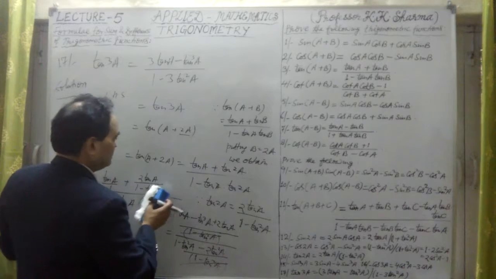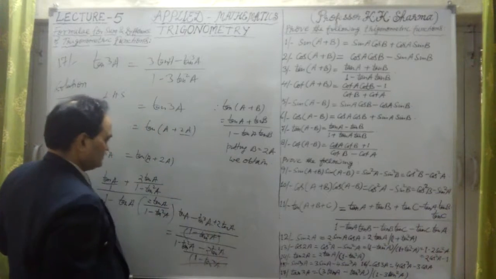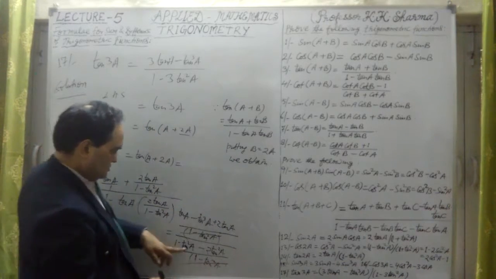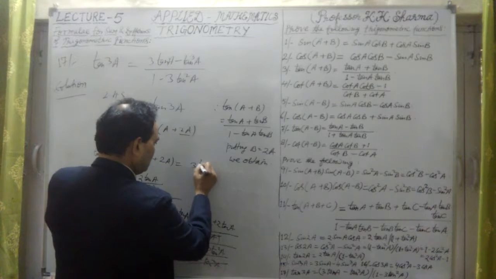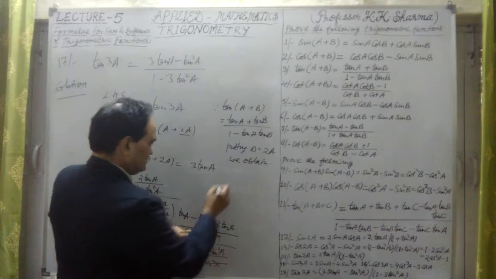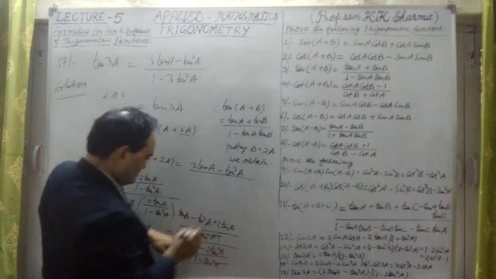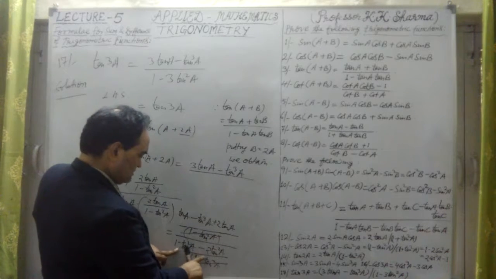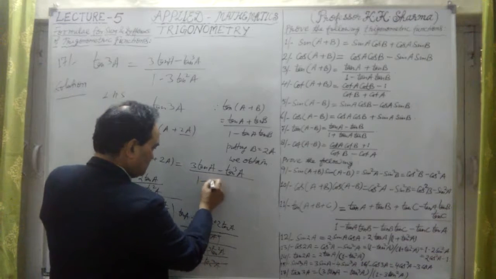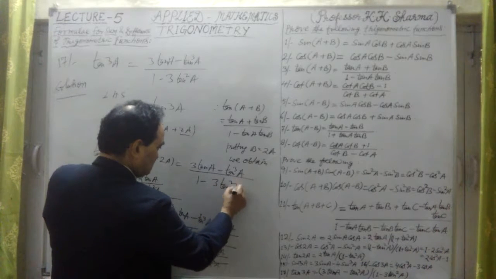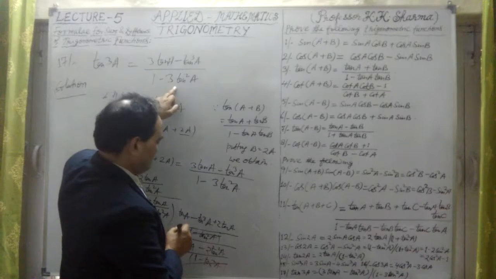Okay, so this will give us the final answer. This which is tan a plus 2 tan a is 3 tan a minus tan cube a, whole divided by 1 minus tan square A minus 2 tan square A is 1 minus 3 tan square A. This is 1 minus 3 tan square A.